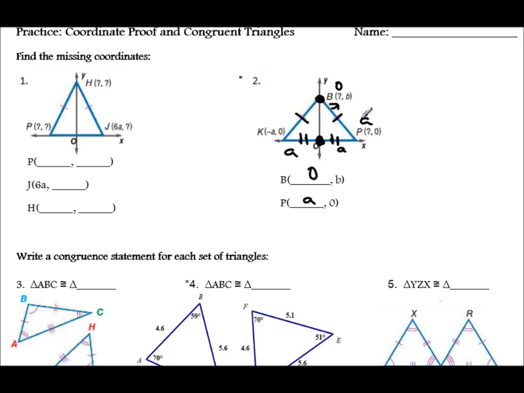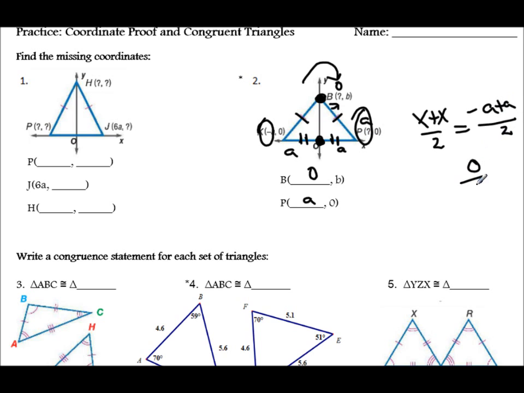Also remember that the midpoint of the two x values equals the x value of the vertex angle. So negative A plus A divided by 2 gives us 0 divided by 2, which is 0, which is what we said our x value was.